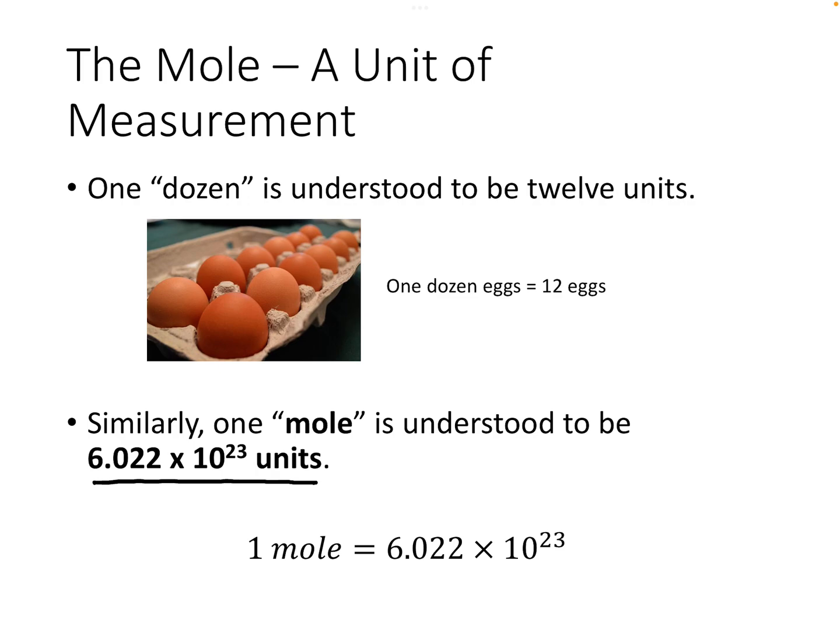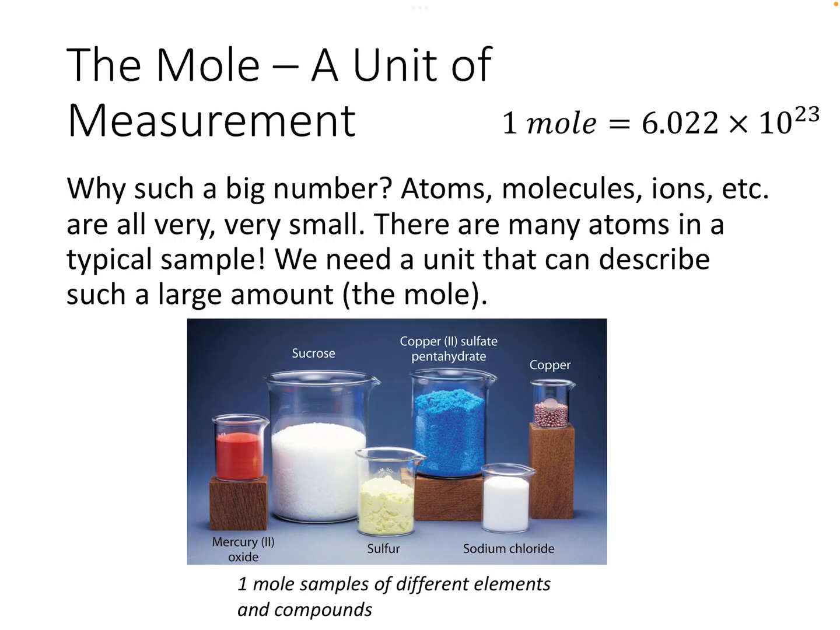So we could replace units with whatever we're counting. For example, if we told somebody to pick up a mole of eggs at the store, we would be telling them to pick up 6.022 times 10 to the 23rd eggs, which is way too many eggs. So why such a big number? Well, in chemistry, we're usually talking about very, very tiny particles, right? We're talking about atoms or molecules or ions, and we need this really large number to accurately tell somebody how much we have.